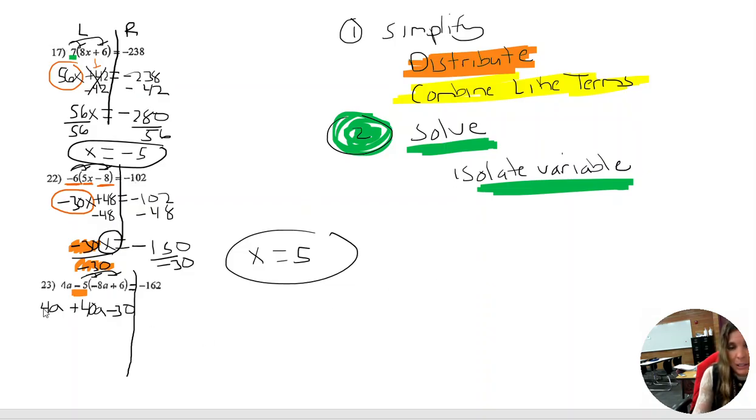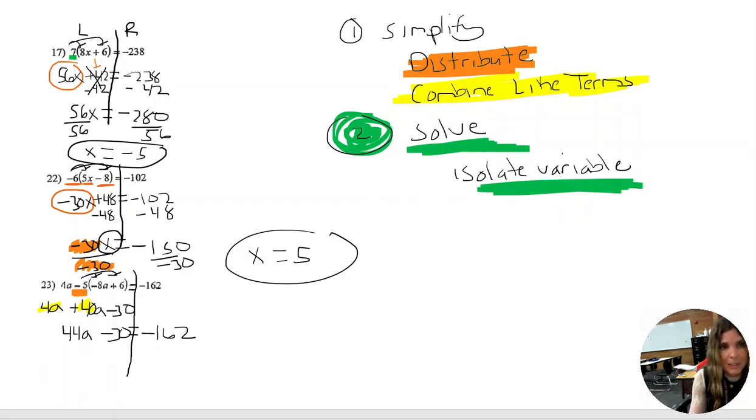So 4a and 40a, I'm going to combine those. I'm going to simplify this. So it's 44 times a minus 30 equals negative 162. Now I can move to my solve step. Every single time you solve an equation, you always simplify and then you solve.